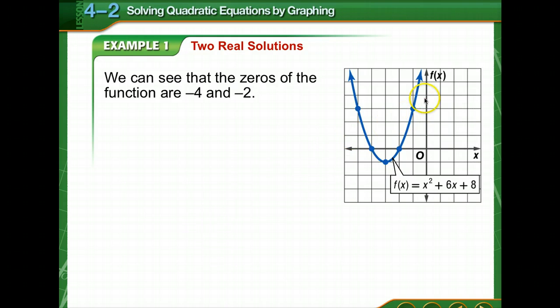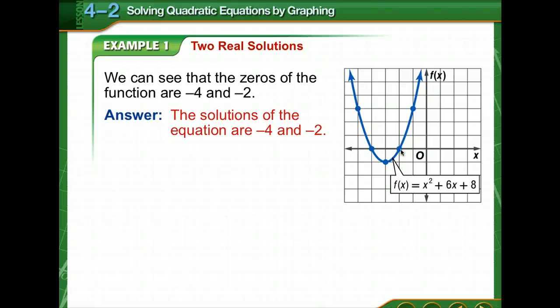So when we graph that one, notice the zeros. This is where it crosses the x-axis, at negative 4 and at negative 2. So those are the zeros, the solutions, the roots of the function. So the solutions of the equation are negative 4 and negative 2.